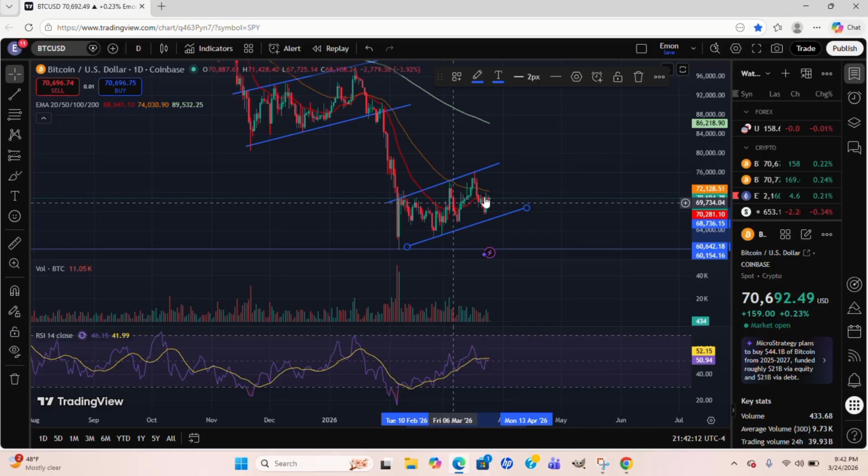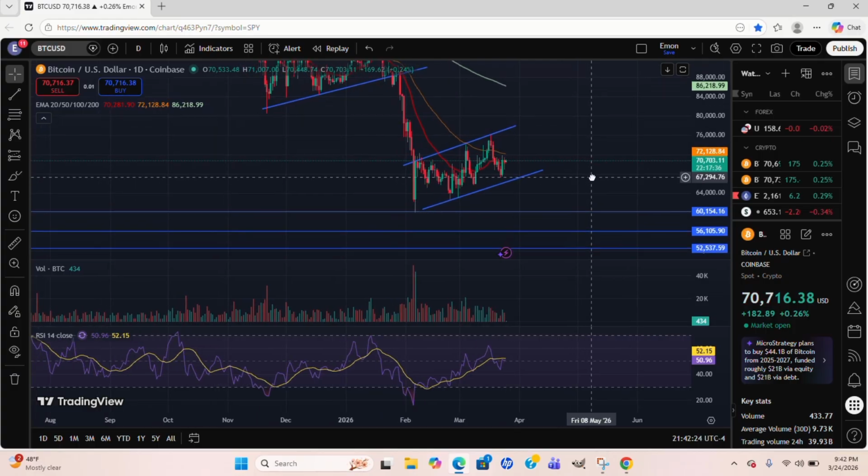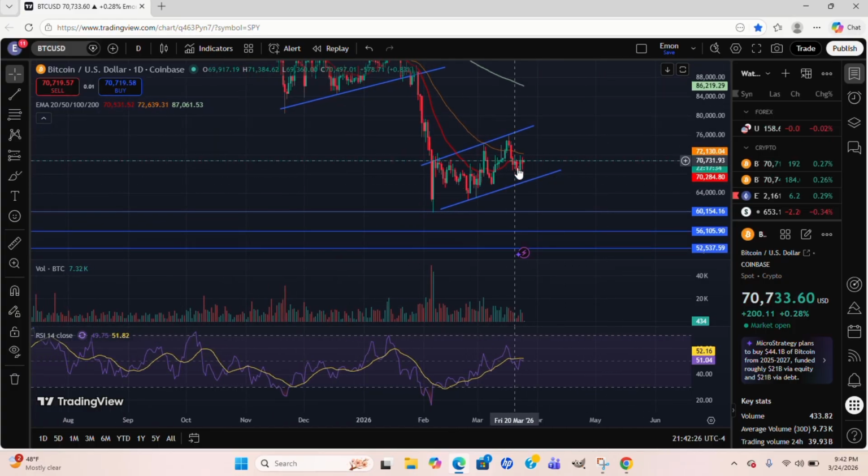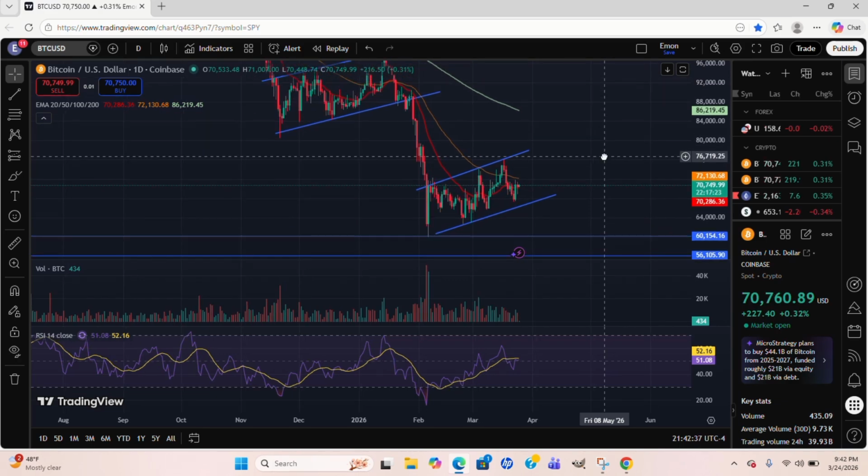Okay, so I drew another ascending channel, right? So what's the price today? 70,699 or 70,700. So where the price will go from here, it looks like it's bearish. That means it can still break this ascending channel and move down. Not sure about it, but that's what it does whenever it creates an ascending channel.